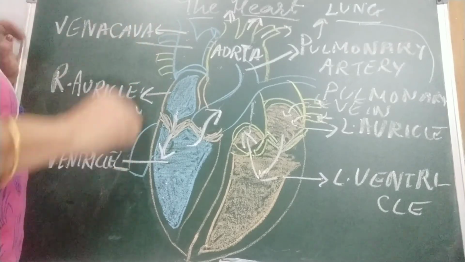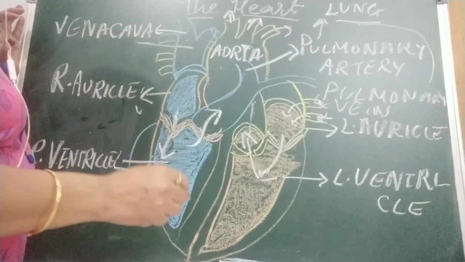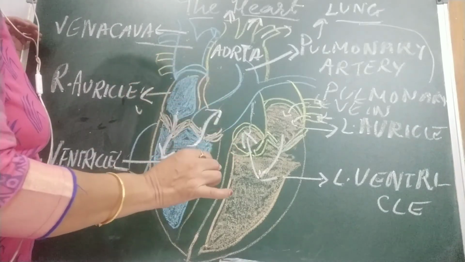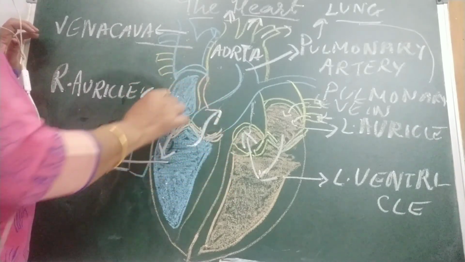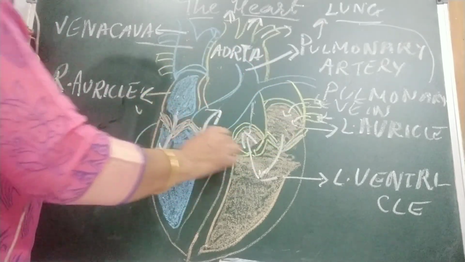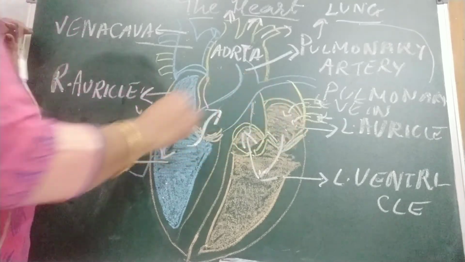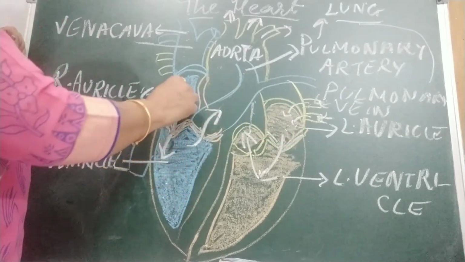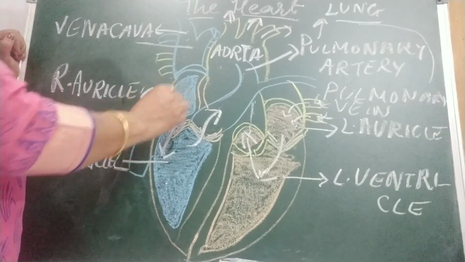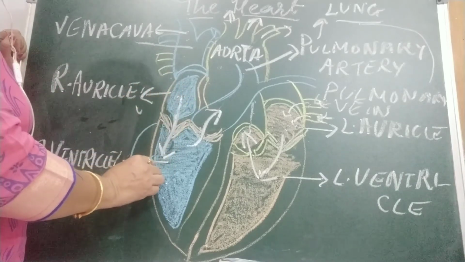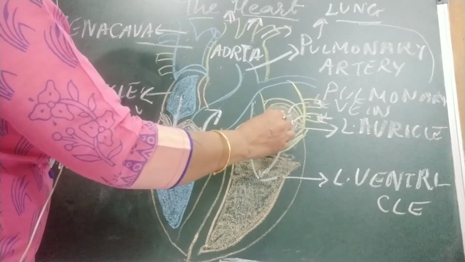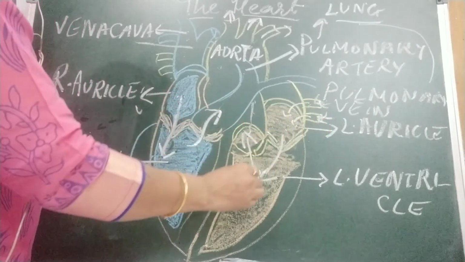Okay, now again I am repeating. When the auricles squeeze, contract, it is not that one squeezes separately and the other separately. When the auricle squeezes, both auricles will squeeze or contract. The impure blood comes to the right auricle, from the right auricle to the right ventricle, and pure blood comes from the left auricle to the left ventricle.